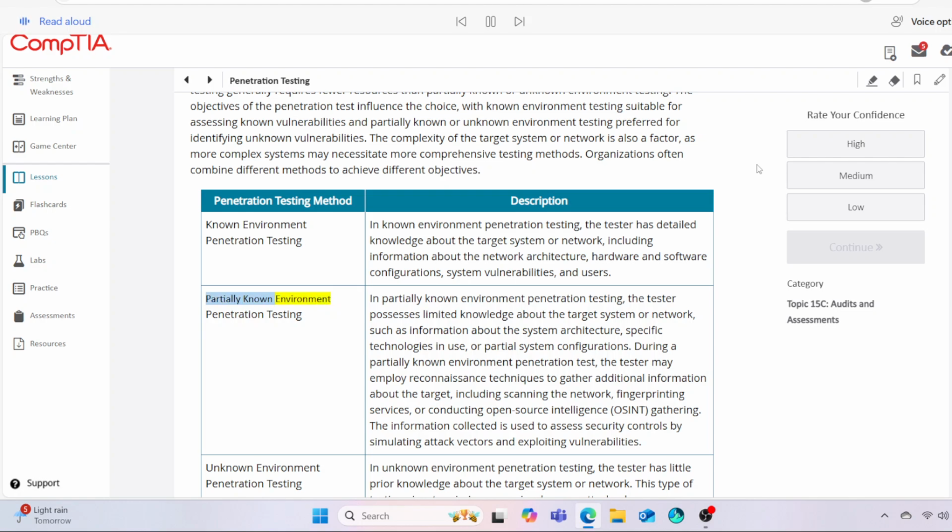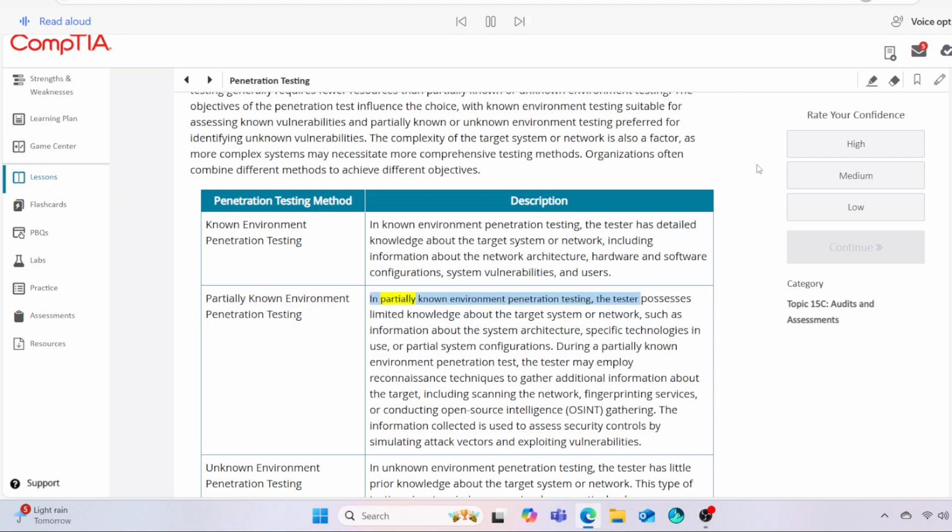Partially known environment penetration testing. In partially known environment penetration testing, the tester possesses limited knowledge about the target system or network, such as information about the system architecture, specific technologies in use, or partial system configurations.